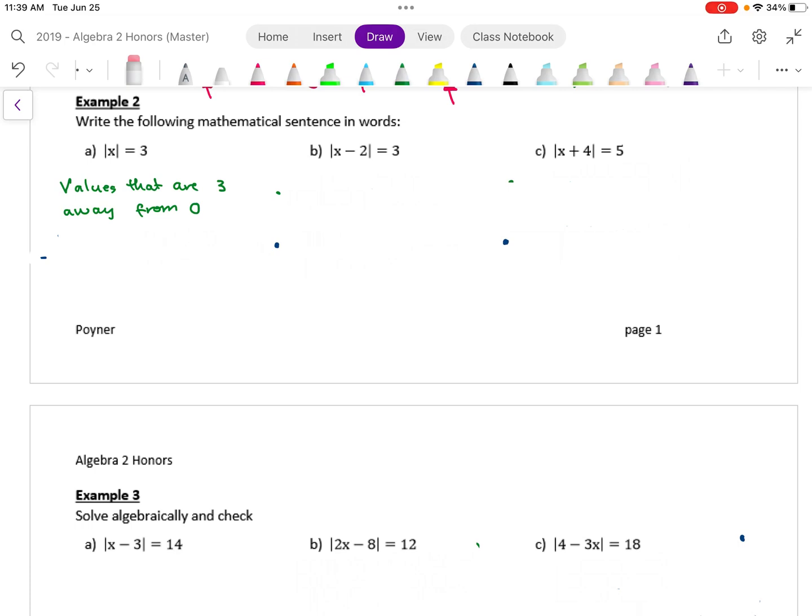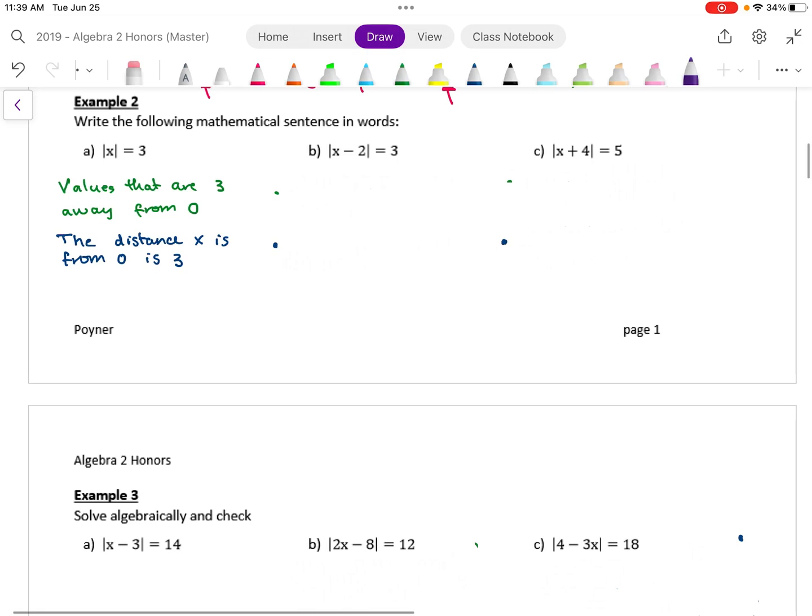If we are going to use the definition of absolute value, which has the word distance in it, another way we could word it is that the distance x is from 0 is 3. Or we could say, in other words, x is 3 away from 0. That's another way we could do it.